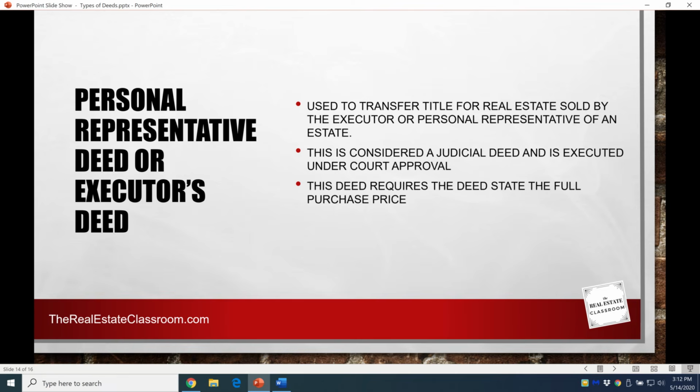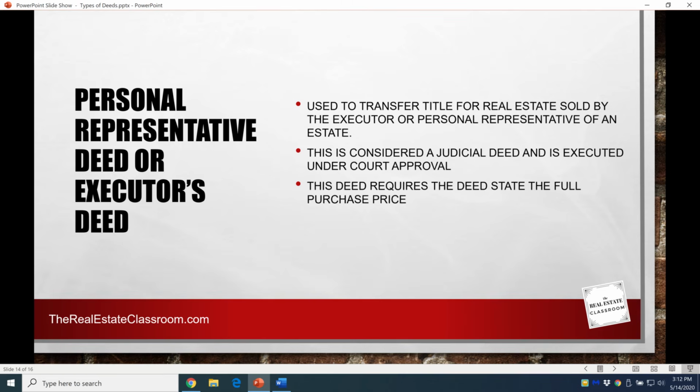Personal representative or executor's deed. This is when somebody dies and there's a personal representative or an executor of the estate that is tasked with selling off the property. So if there is a property that's sold and title transfers, a personal representative deed or an executor's deed is going to be used. And technically this is considered a judicial deed because the executor or the personal representative is signing the deed under the approval of the court. So that's why it's called a judicial deed.